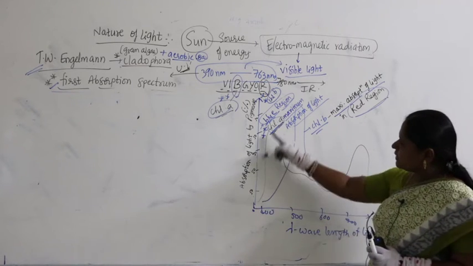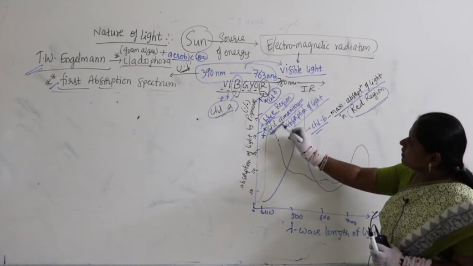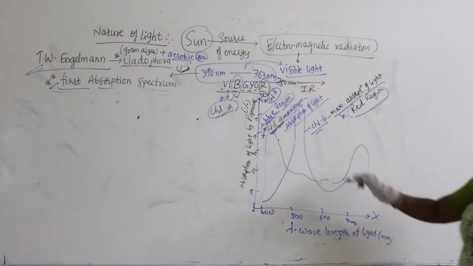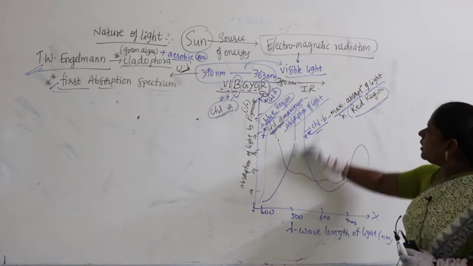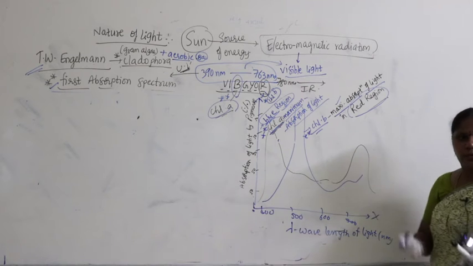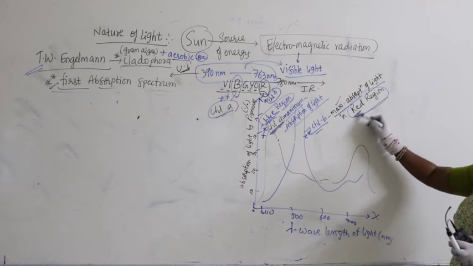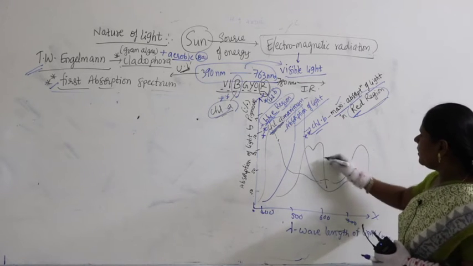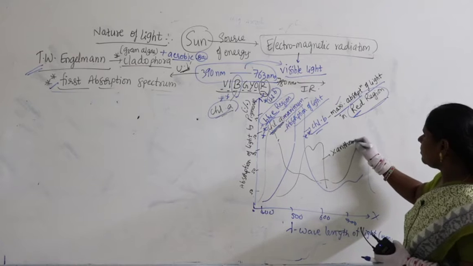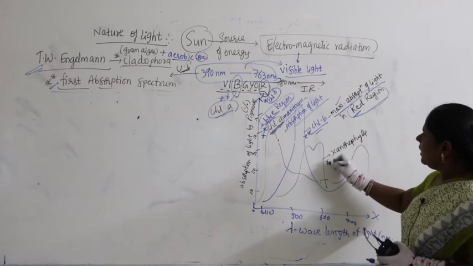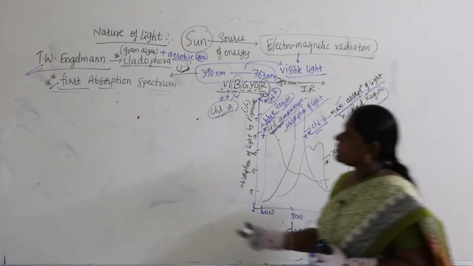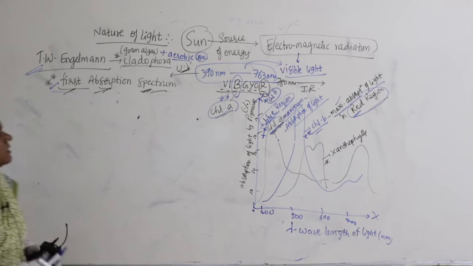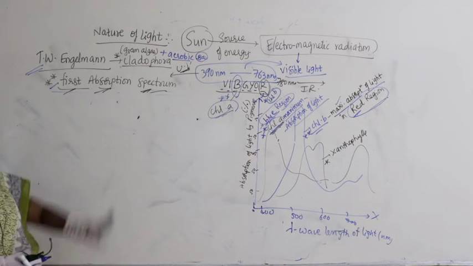Okay. The first graph is for chlorophyll A. Chlorophyll A in the blue region shows maximum absorption of light. Another pigment, chlorophyll B, absorbs more light in the red region. Then followed by other pigments like xanthophylls. This is what is called the first absorption spectrum.